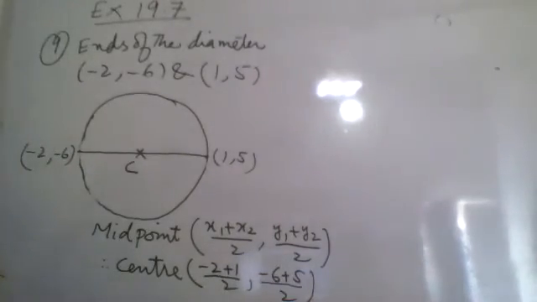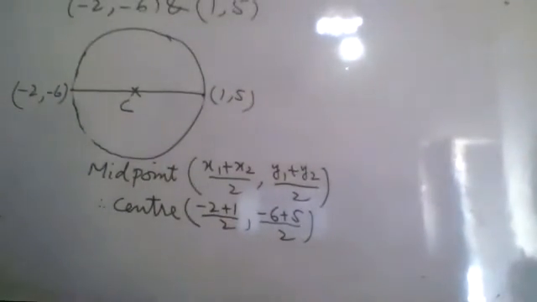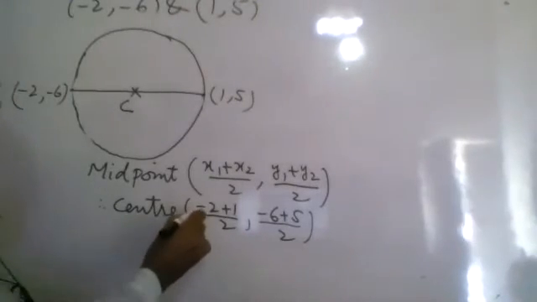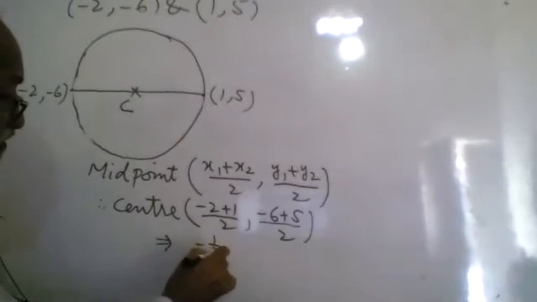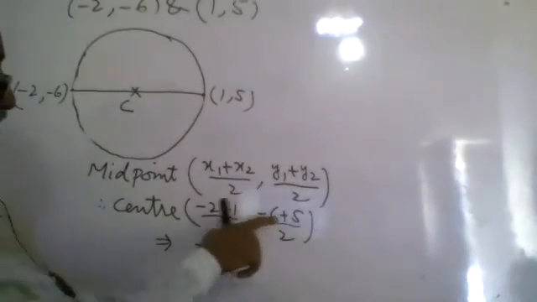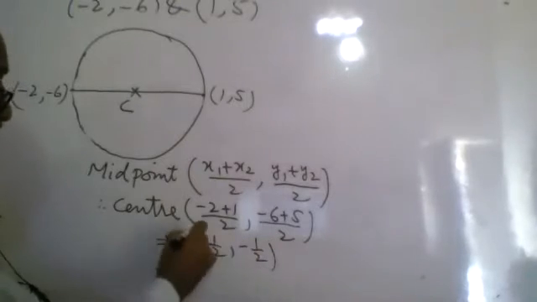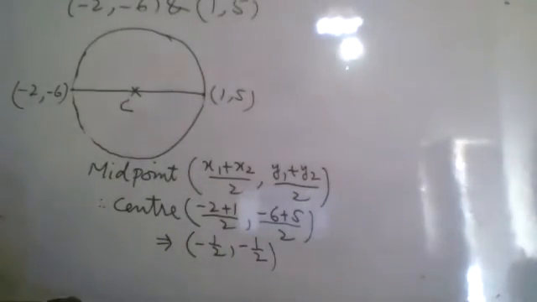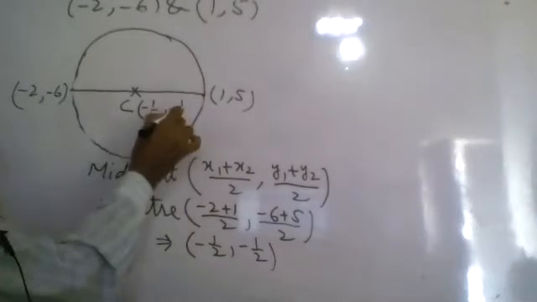This is the center. So it will become minus 2 plus 1 will be minus 1 upon 2, comma, minus 6 plus 5 will be minus 1 upon 2. These are the coordinates of the center. So this is minus 1 upon 2, comma, minus 1 upon 2.